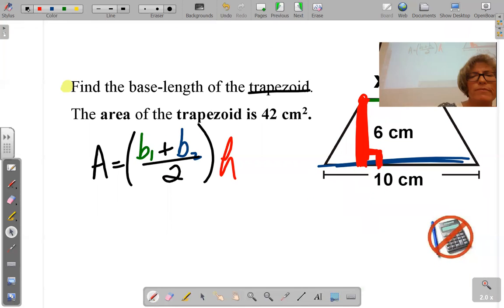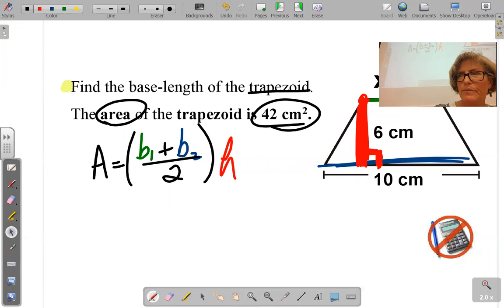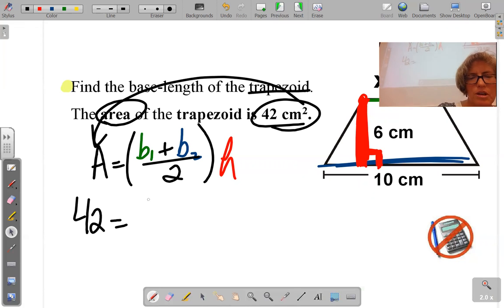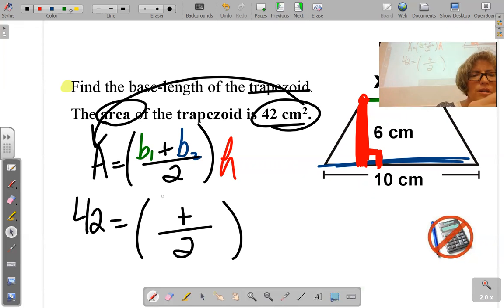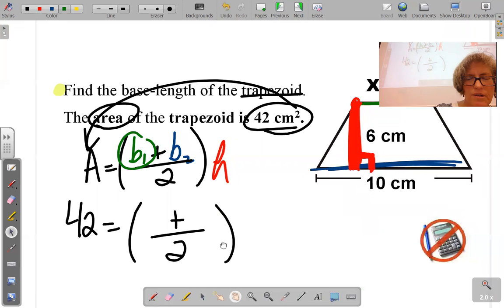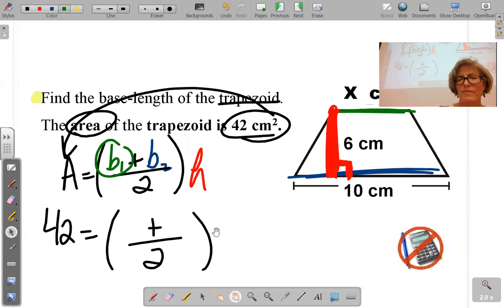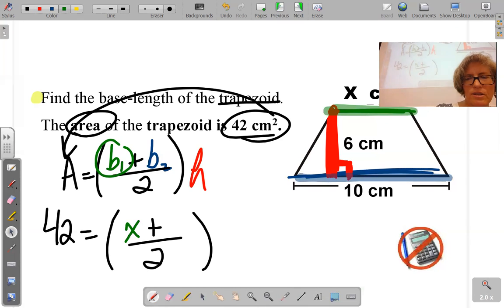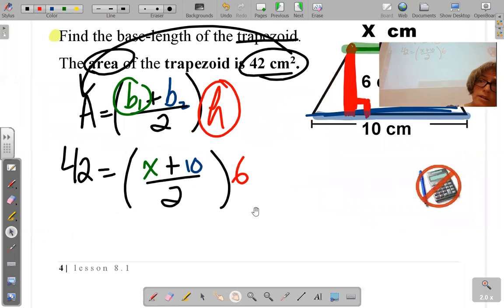Now, where do our numbers go? 42 goes in the A spot. Okay, 42 equals, all right, it goes here. Do you see that it says base? The bases are the parallel sides. X and 10. Okay, you're correct. This is X, this is 10. And then what goes here at the H? 6.